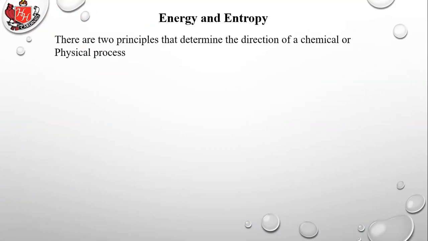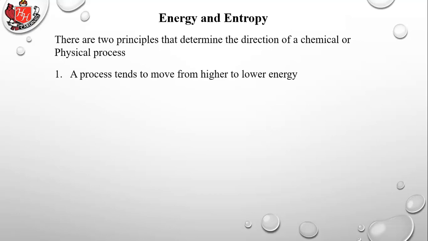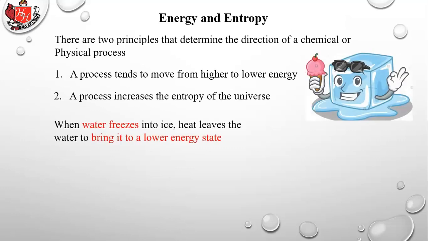There are two principles that determine the direction of a chemical or physical process. A process tends to move from higher to lower energy, and a process increases the entropy of the universe. So now let's talk about freezing water into an ice cube. When water freezes into ice, heat leaves the water and brings it to a lower energy state. So that obeys the first rule. When you freeze water into an ice cube, you're pulling heat out, so the ice cube is at a lower energy state than the liquid water. That obeys rule number 1.